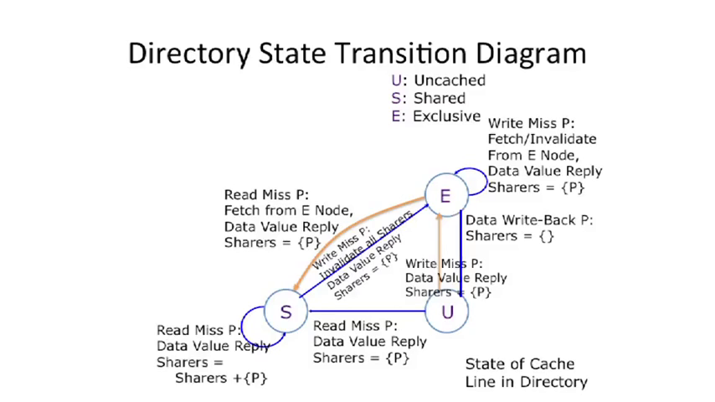Now that we're in the shared state, let's say there's other read misses from other processors here. Well, we're going to give it up the data, and we're going to add it to the share list. So we're going to take sharers and add to it the processor. The share list is just going to grow.